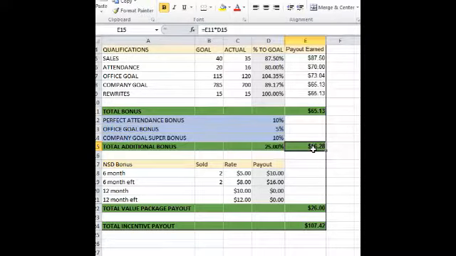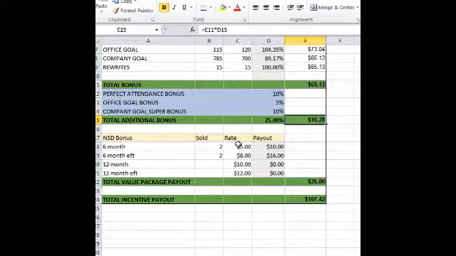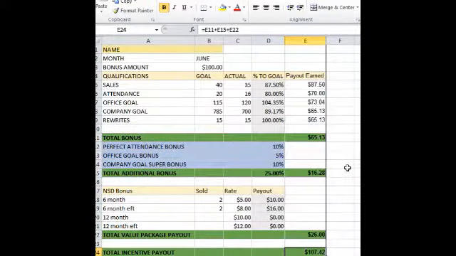So that goes over here. That's how much I earned of the total bonus that I had being paid to me. So I have another $16 coming to me. Then you have your NSD, pretty self-explanatory. What am I getting paid for NSD? $26. We then add these three together, 65, 16, and 26. My total payout is $107.